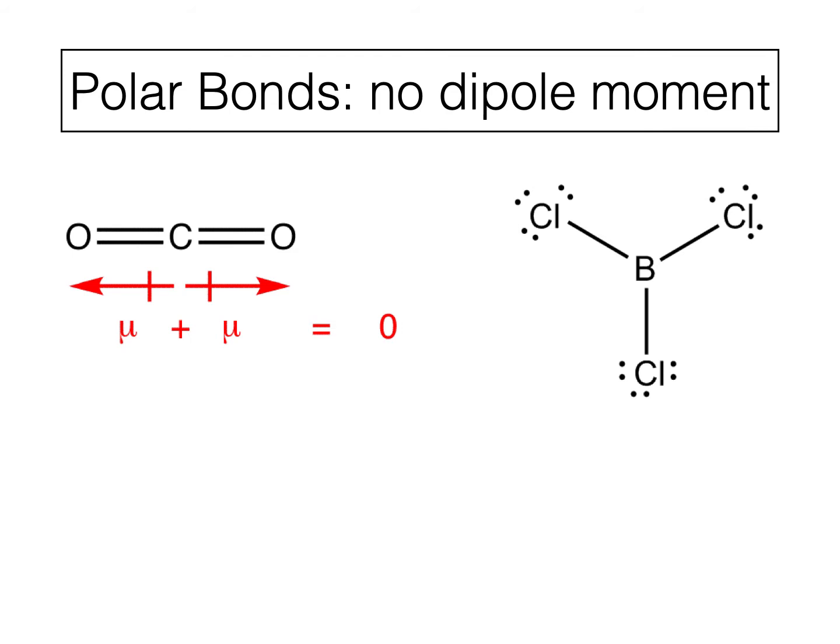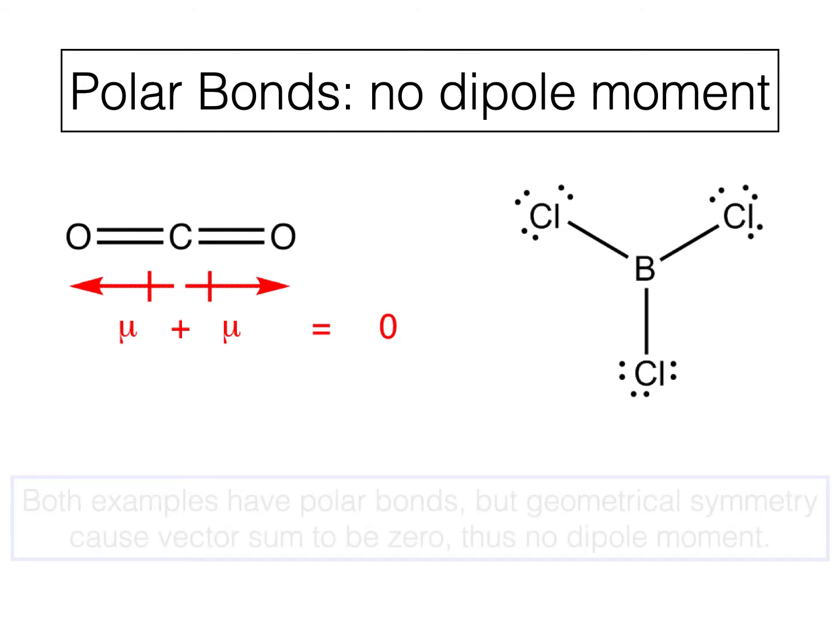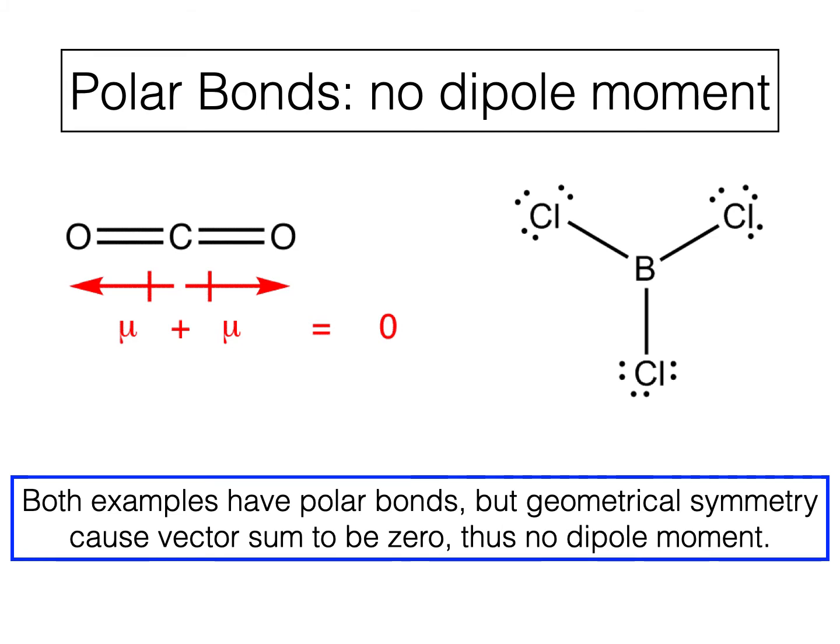Again, all three bonds are polar covalent. And so if you imagine three people pulling on a central object, they're of equal magnitude, they're equally spaced. If B were an object, it's not going anywhere. The geometry would cause those three vectors to cancel out. There would be no dipole moment. And so even though both of these molecules have polar bonds, the geometry was such that the dipole moment does not exist. The vectors cancel out.